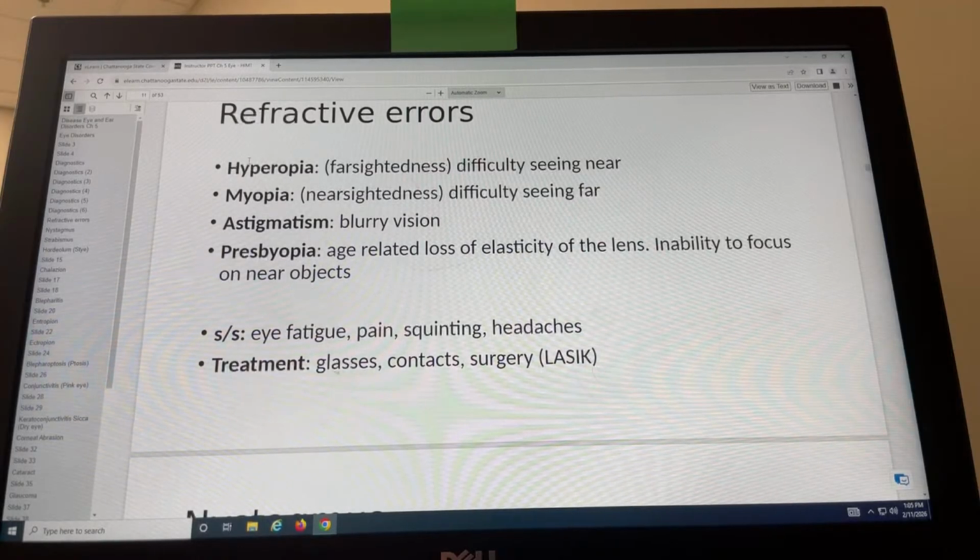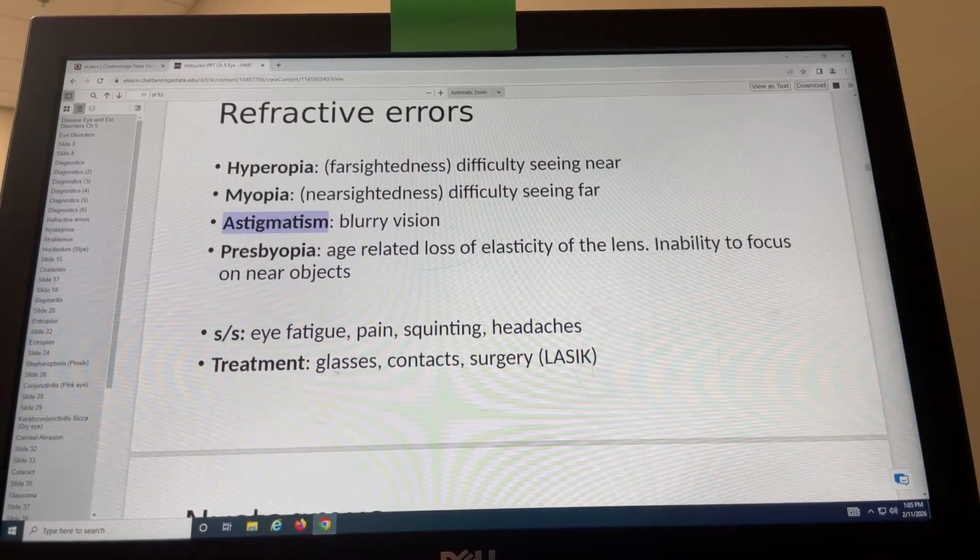So the first one, hyperopia. This is what we call farsightedness. So just the difficulty seeing things nearby. Like you can see things far away, but you can't see things very up close. So that's when people hold the newspaper out like this to read better. And then we have the opposite, myopia. That's nearsightedness. So they have a difficult time reading street signs far away or what have you.